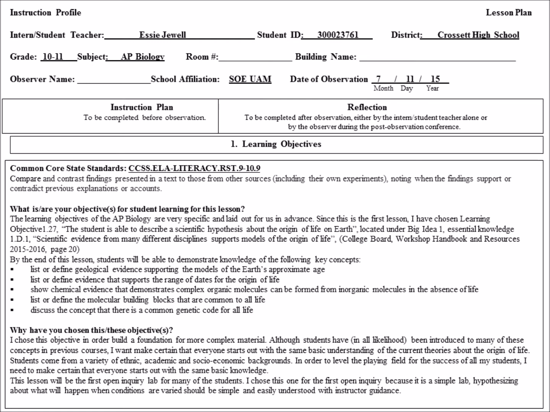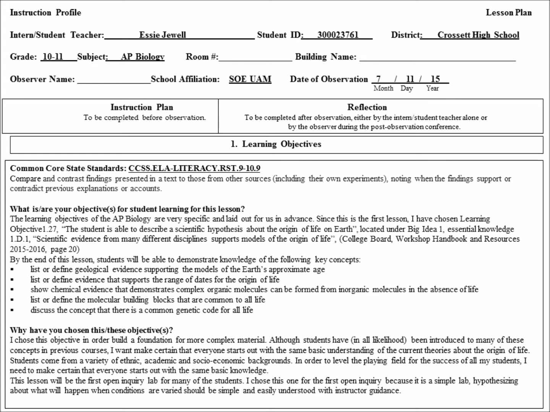The learning objectives for AP Biology are very specific and laid out for us in advance. Since this is the first lesson, I have chosen Learning Objective 1.27. The student is able to describe a scientific hypothesis about the origin of life on Earth, located under Big Idea 1, Essential Knowledge 1.D.1. Scientific evidence from many different disciplines supports models of the origin of life. College Board Workshop Handbook and Resources 2015 through 2016, page 20.